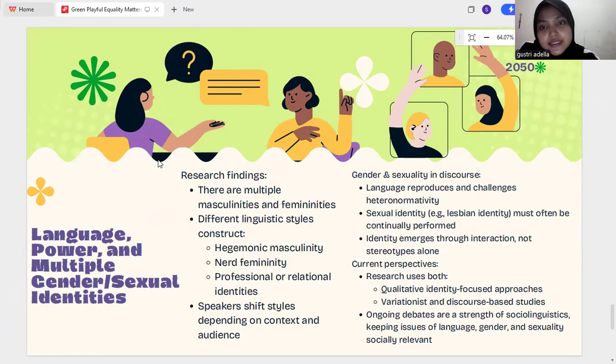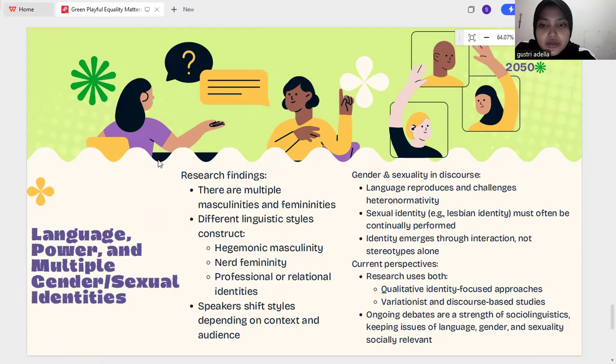In gender and sexuality, first, language reproduces and challenges heteronormativity. And then sexual identity, for example lesbian identity, must often be continually performed. And then identity emerges through interaction, not stereotype alone.